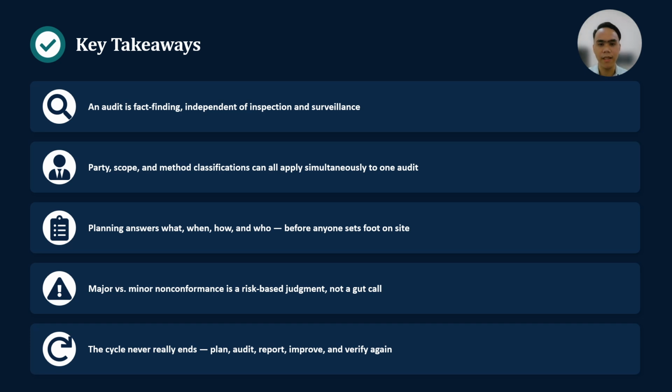And fifth, the audit cycle never really ends. Plan, audit, report, improve, and then verify again through a follow-up audit. That repeating loop, anchored in genuine root cause elimination rather than symptom patching, is what keeps a quality system honest after the report has been filed.